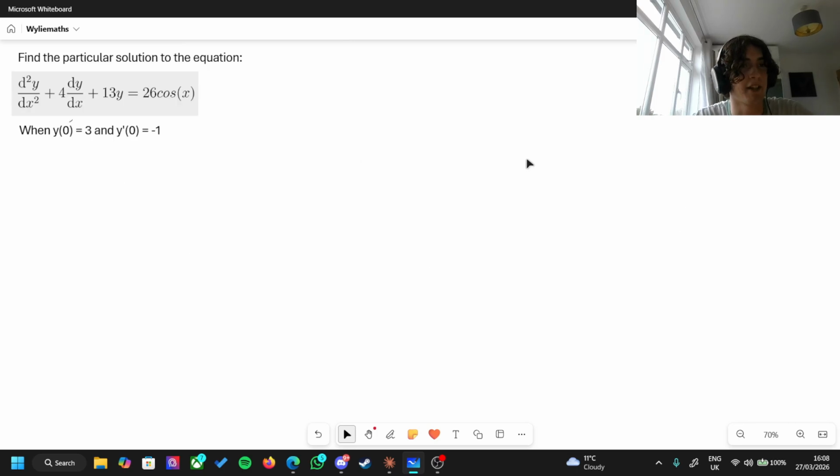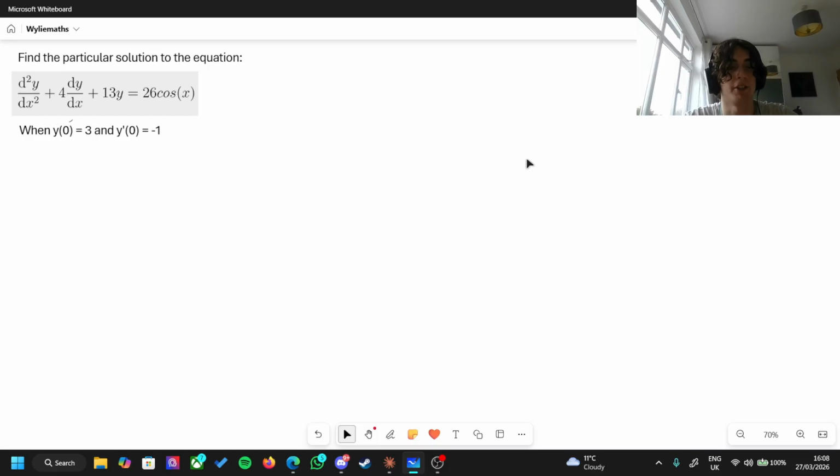Find a particular solution to the equation d squared y over dx squared plus 4 dy dx plus 13y is equal to 26 cos x, when y of 0 is equal to 3 and y dash of 0 is equal to minus 1. So this is a different type of question. It is not asking for a general solution.